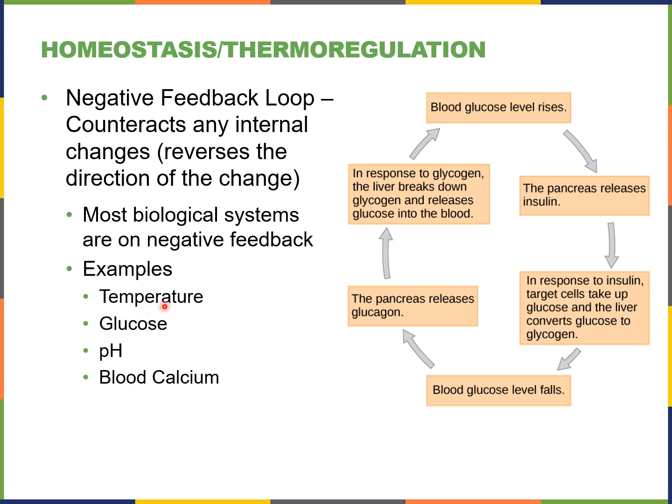Same thing happens with temperature, pH, blood calcium, right? If you're getting too hot or too cold, your body's going to do things to counteract that as much as it can. If you're getting too hot, you're going to start sweating, right? And we see this in other animals as well, but this is what's referred to as a negative feedback loop. There are also positive feedback loops, but they're not quite as common to see.